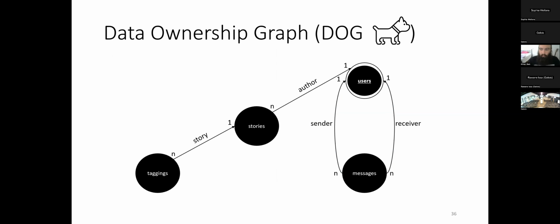Here's an example of a more complicated DOG, which corresponds to a social media application scenario. The DOG highlights a couple of important patterns. First, we have shared data, which has more than one owner. And also, we have a chain of edges, which represent transitive ownership. Rows in the taggings table indirectly refer to their owner via the corresponding story.